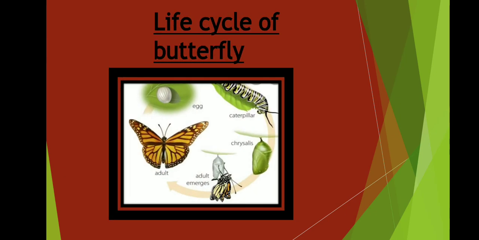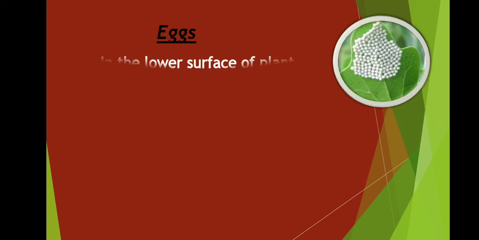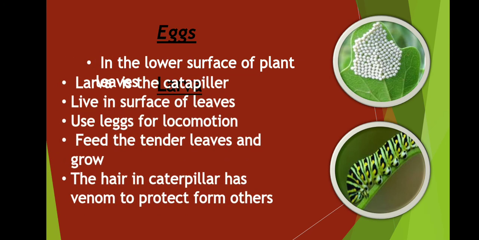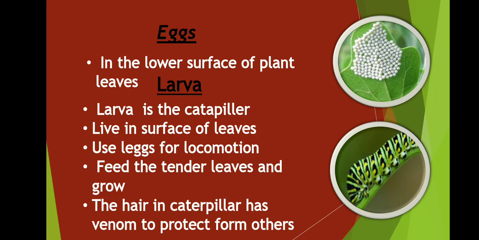Now, let's move to the life cycle of the butterfly. Very interesting. Here, the egg develops into caterpillar, caterpillar develops into pupa, pupa develops into adult. Let's see one by one. Where does the butterfly lay the eggs? They lay them under the surface of the plant leaf. This is the eggs. Now eggs develop into your familiar one. This is a caterpillar. You all have seen this one. They use legs for locomotion. They feed on tender leaves and they grow. A very important point is that there are some hair-like structures on the caterpillar. It secretes venom to protect itself from others. If you touch it or it falls on you, you will feel itching because of it.